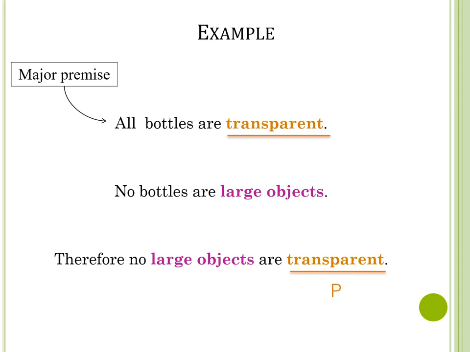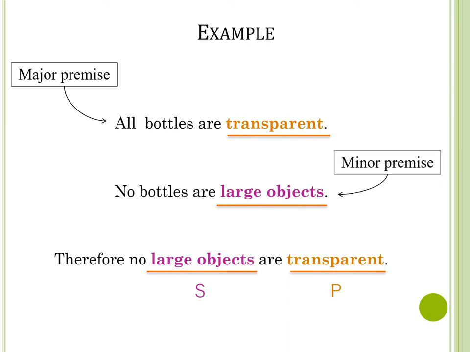Then, large objects is the subject of the conclusion. It is called the minor term and it lies in the second premise. So the second premise is called a minor premise. And the last proposition, that is, therefore no large objects are transparent, is the conclusion.